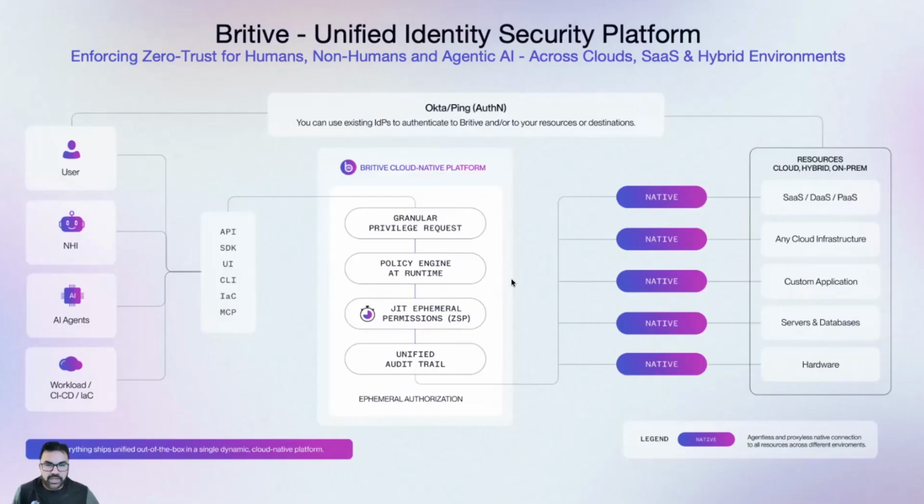At the center is Brightive's cloud-native PAM platform, which enables granular privilege requests, a policy engine at runtime, and just-in-time ephemeral permissions, eliminating standing access for agentic AI and AI workloads. It integrates seamlessly with identity providers for authentication and connects natively to resources such as SaaS apps, cloud infrastructure, even custom applications, on-premise servers, and databases, which could be deployed even in colo locations. Everything ships unified out of the box, giving enterprises a single dynamic control plane for secure access at scale.